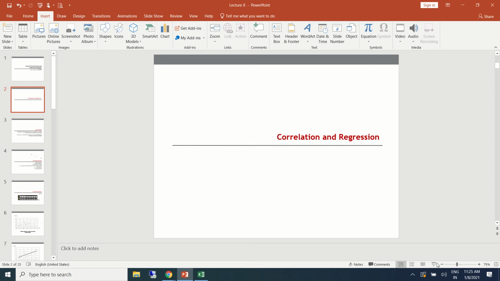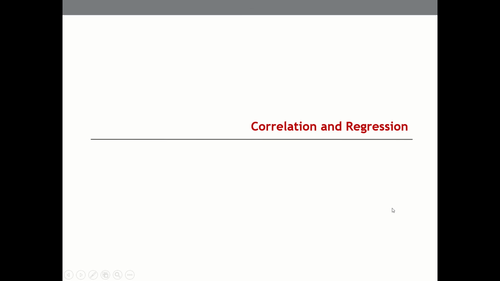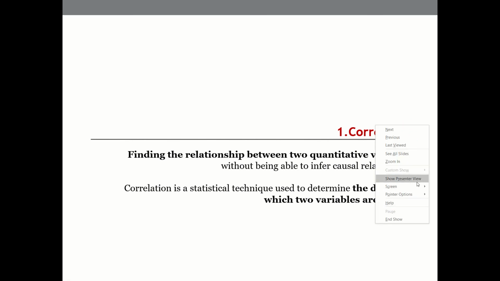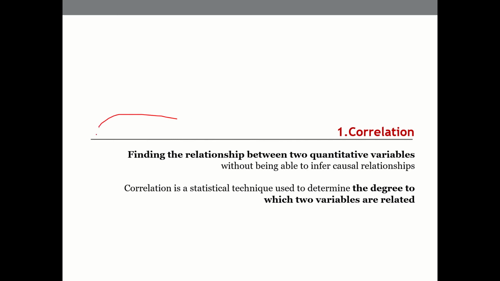Okay, so we are discussing now correlation and regression, a quick summary or maybe quick understanding on that. So what is a correlation? Correlation is used when two variables are assessed, finding out a relationship between two variables.